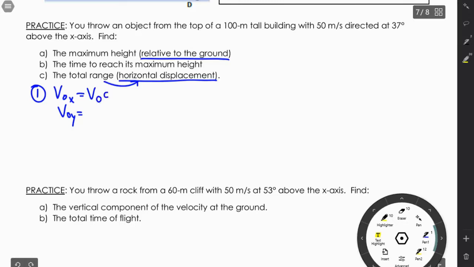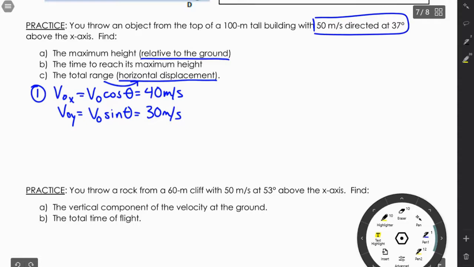So we've got VOX equals VO cosine theta, VOY equals VO sine theta. Again, this will be 40 meters per second, and this will be 30 meters per second. You should recognize that this is a 3, 4, 5 triangle. This is what tips it off at 37 degrees. So now we can break it up into our horizontal side and our vertical side.